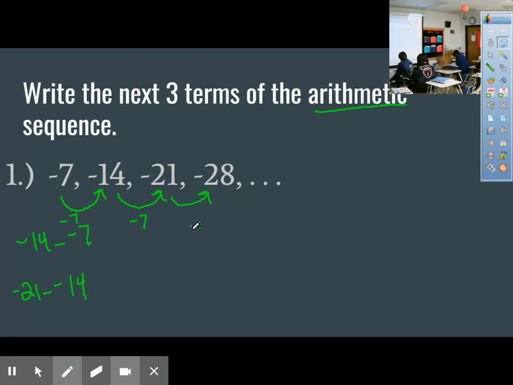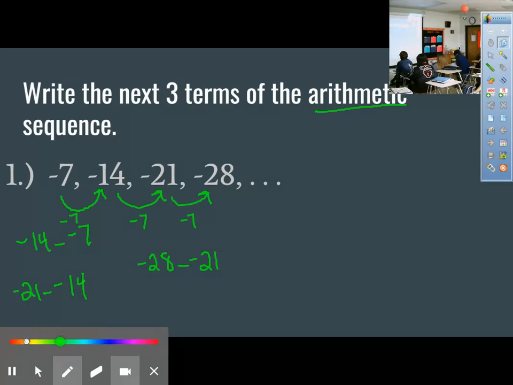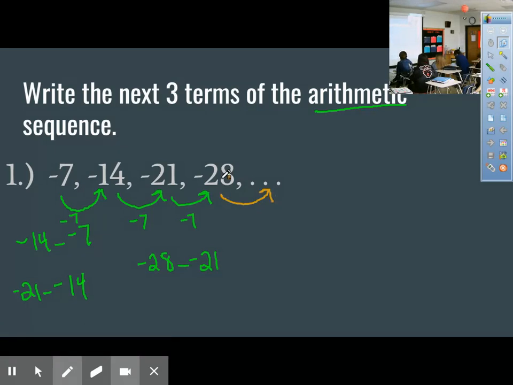Okay, and this one, don't call this answer out just yet because I want to make sure everybody understands how to do it. Negative 28 minus negative 21. Austin, what did you get when you typed that in? Negative 7. So notice each time they're subtracting 7, or you could say they're adding negative 7. All right, so what you need to do is figure out what would we do to get to the next one. All right, so Hayden, what do you think I'm going to do to this negative 28 to get the next term?